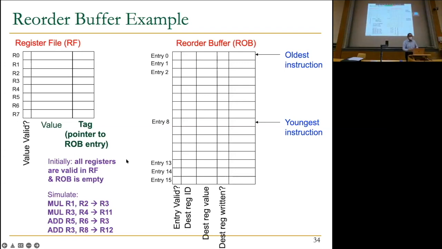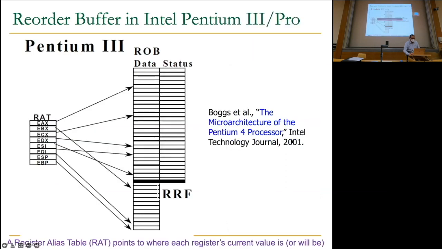Okay, so basically, I've given you the core concepts of the reorder buffer right now. Let's take a look at them a little bit more. So this is actually real. Intel Pentium Pro is one of the first processors that implemented it. And you can see that the reorder buffer looks like this. It has some data, and then it has some status, and this is their architectural register file, basically.